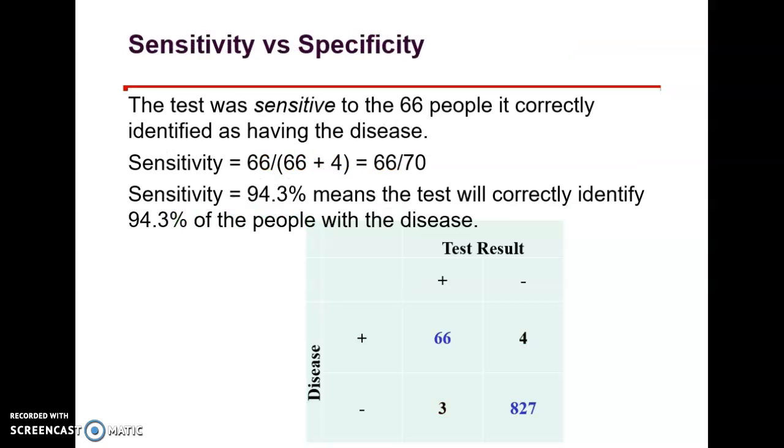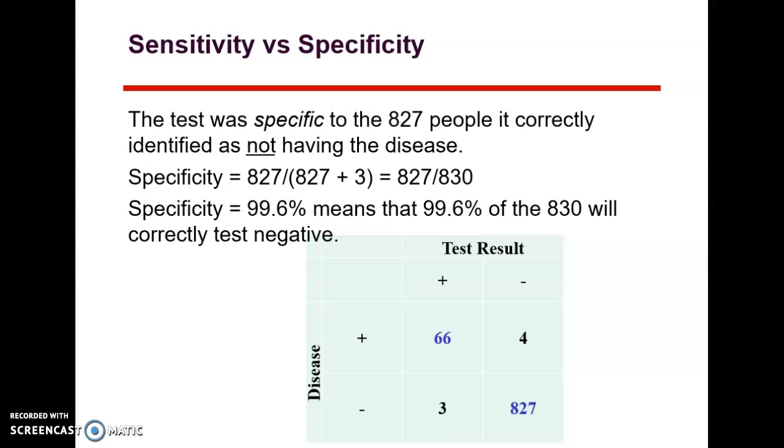So, how many people did it correctly identify? Well, if you look at the people who had the disease, there were 66 it correctly identified, and there were 4 it incorrectly said did not have it. So that's how many it was sensitive to. And in this particular example, there were over 94% that it correctly identified.